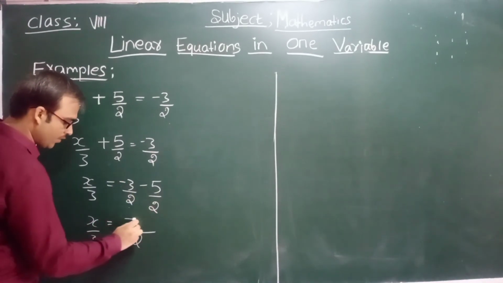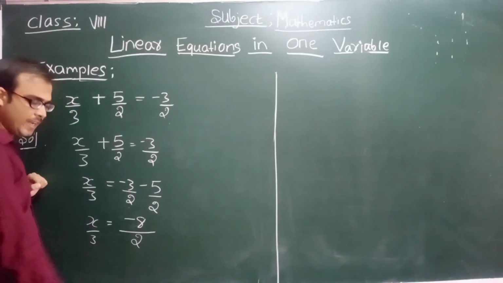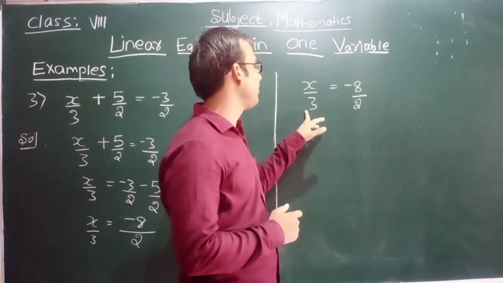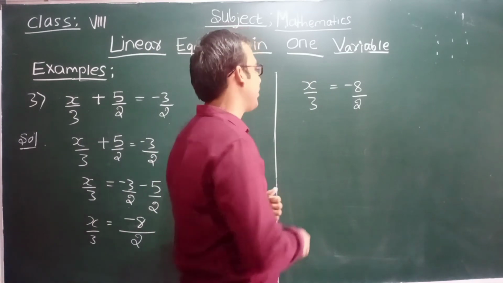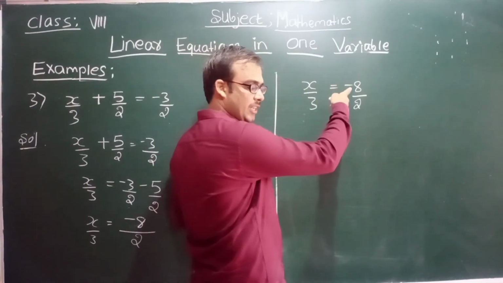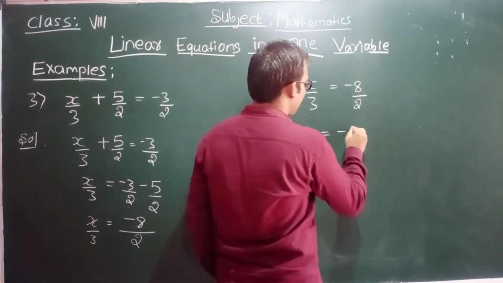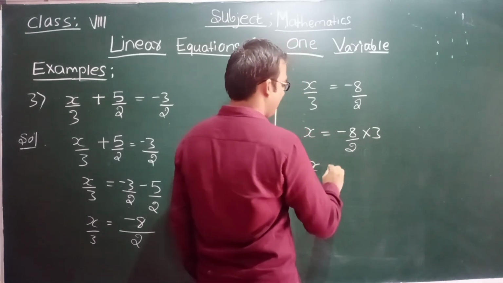As the denominator is the same, take 2 as it is. So minus 3 minus 5 is what? Minus 8. So x by 3 is equal to minus 8 by 2. What is the next thing? Now you need to transpose this 3 to that side. When you transpose this 3 to that side, it will become multiplication. x is equal to minus 8 by 2 into 3.